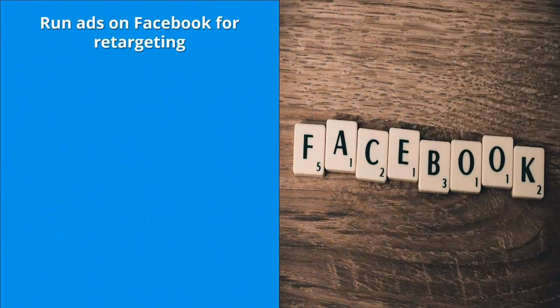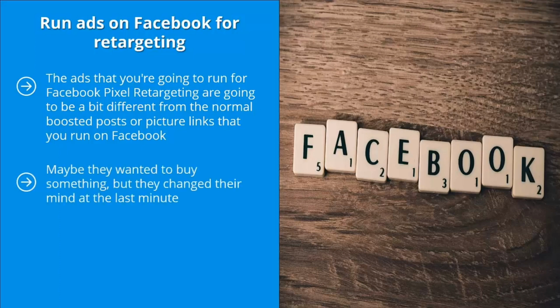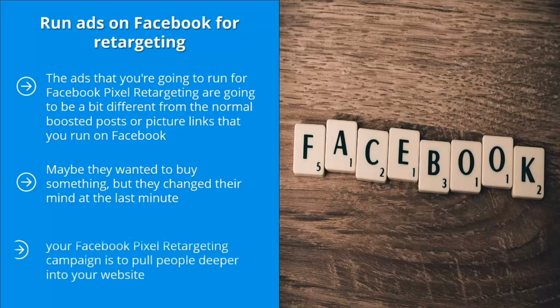Run ads on Facebook for retargeting. The ads that you're going to run for Facebook pixel retargeting are going to be a bit different from the normal boosted posts or picture links that you run on Facebook. Instead, these are going to try to achieve two things. You can remind people about what they did. Maybe they wanted to buy something, but they changed their mind at the last minute. Perhaps they were reading some sort of conversion article and were about to enter their email address, but they didn't. Whatever the case may be, you're reminding them to come back to what they were doing before. The other thing that you can do with your Facebook pixel retargeting campaign is to pull people deeper into your website.